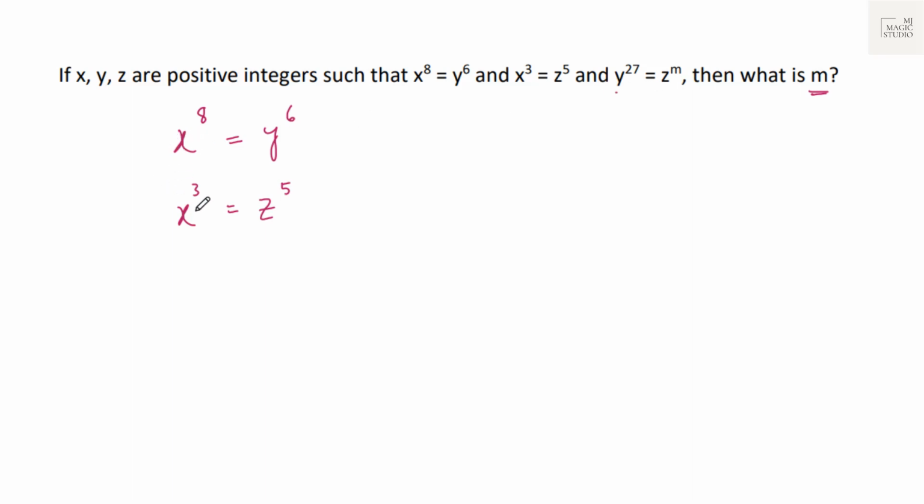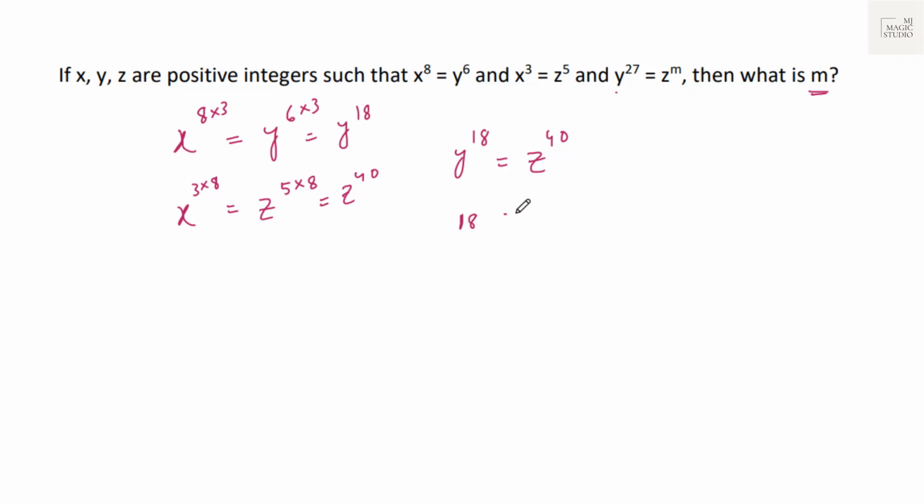But here the middle one is x. So why not make these powers of x the same? Here we have got 8, here we have got 8 as well. So we will multiply these powers on both sides by 3 and by 5 respectively. So x to the power 24 is y to the power 9, and x to the power 24 is z to the power 15. That means y to the power 18 is z to the power 40.